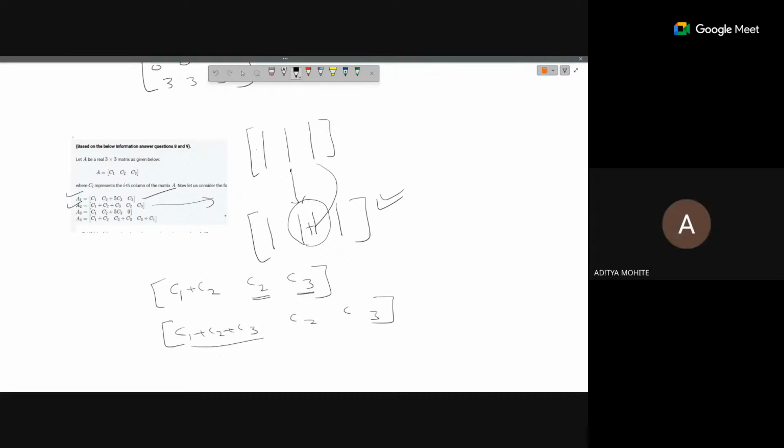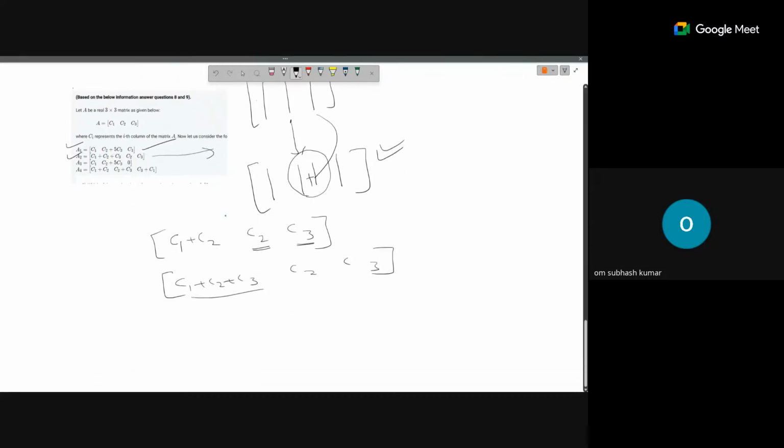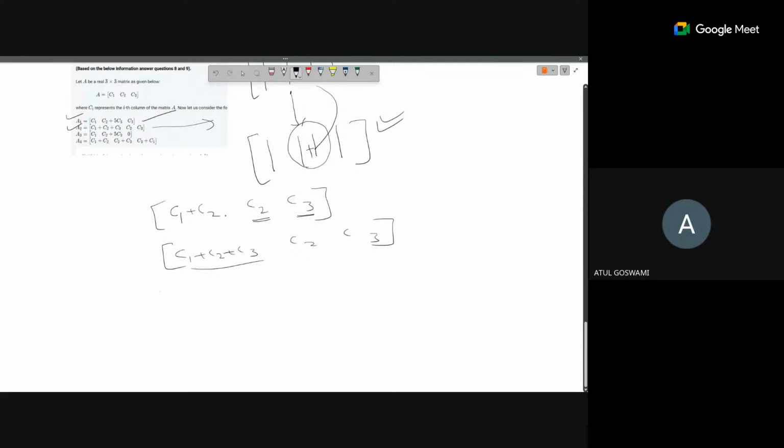Sir, can you solve this sum by one simple example? Sir, here in A4, can you explain this? Why is the determinant not the same here? Okay, so in A4 what is happening here, suppose we have applied C1 plus C2.